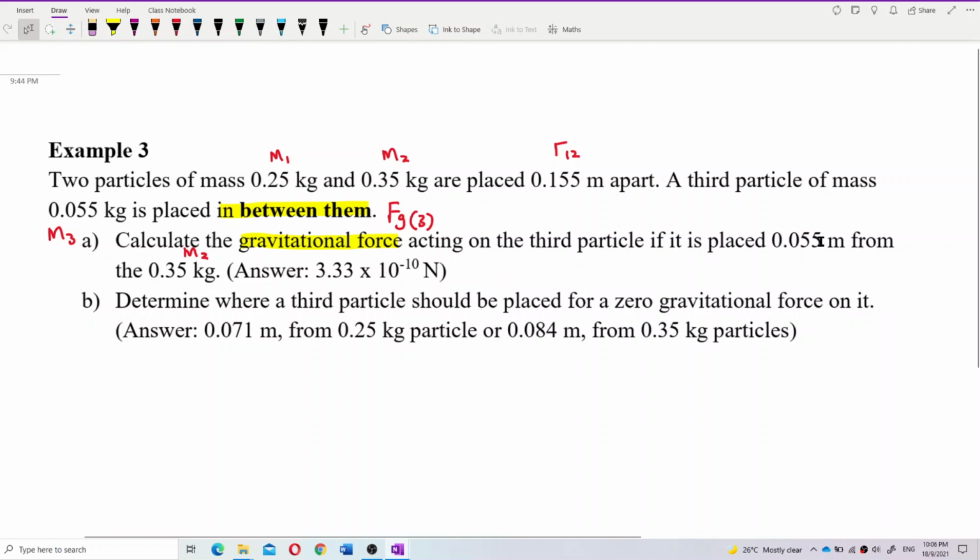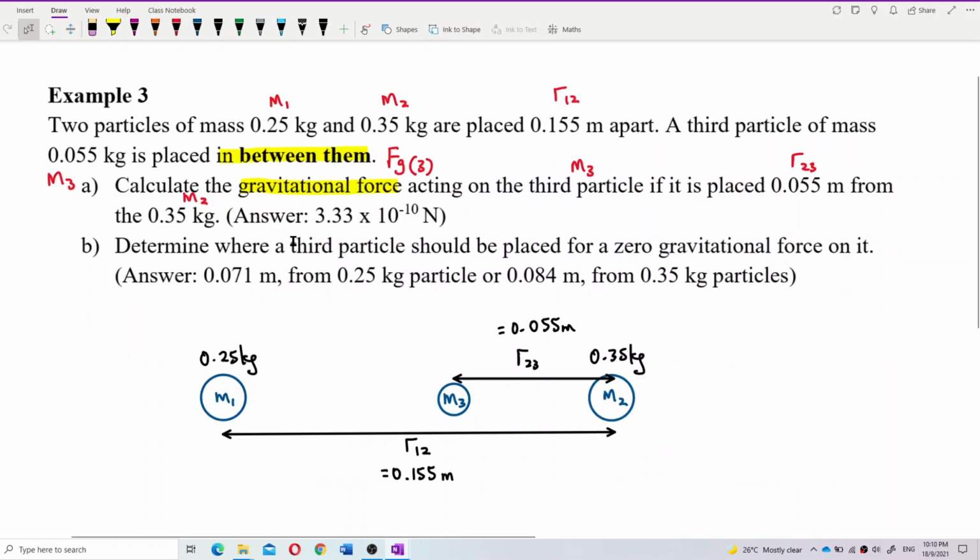So this 0.055 is the distance between the third particle and the second particle. We put this as R23, the distance between third and second. This is the mass of the third particle. So first of all, we need to draw a diagram to illustrate this situation. Better we draw a diagram.